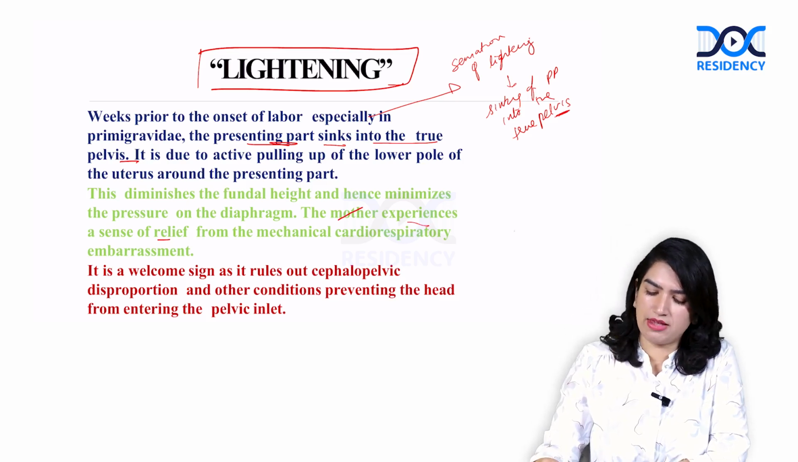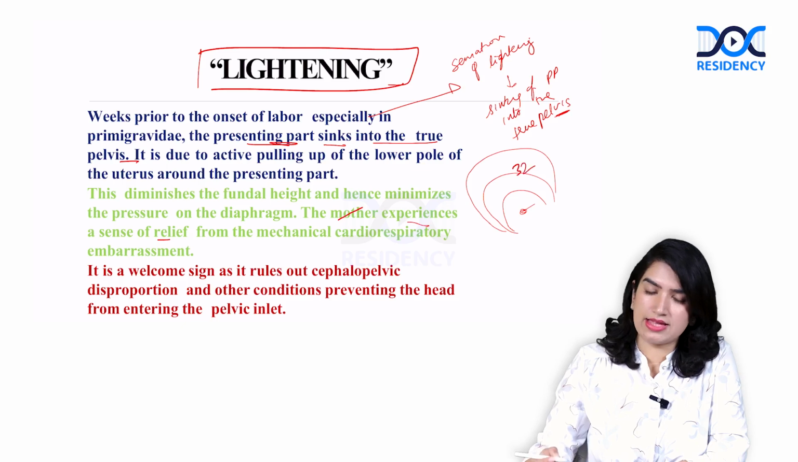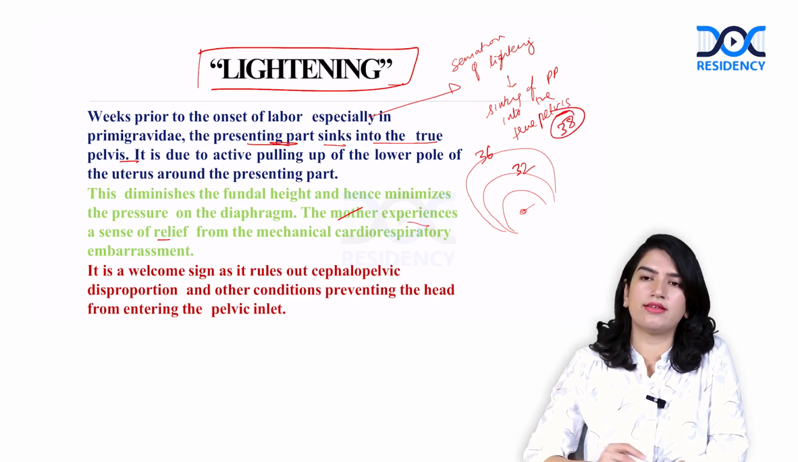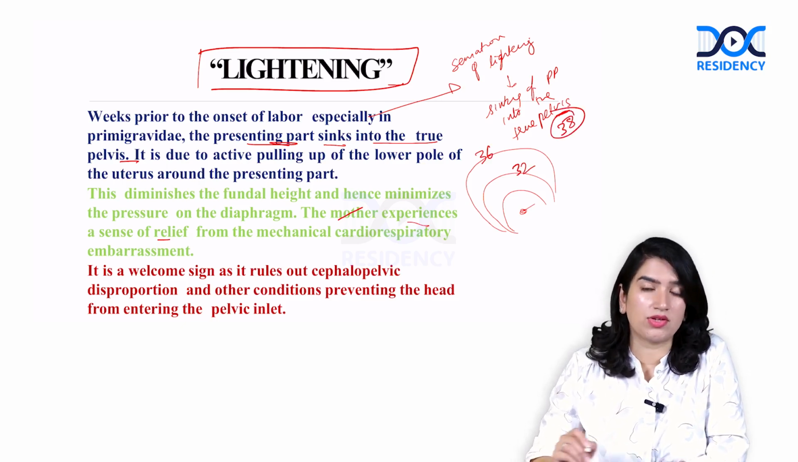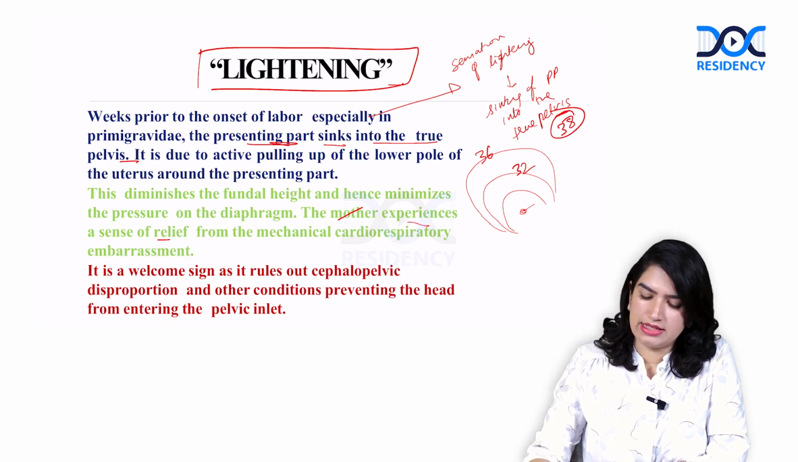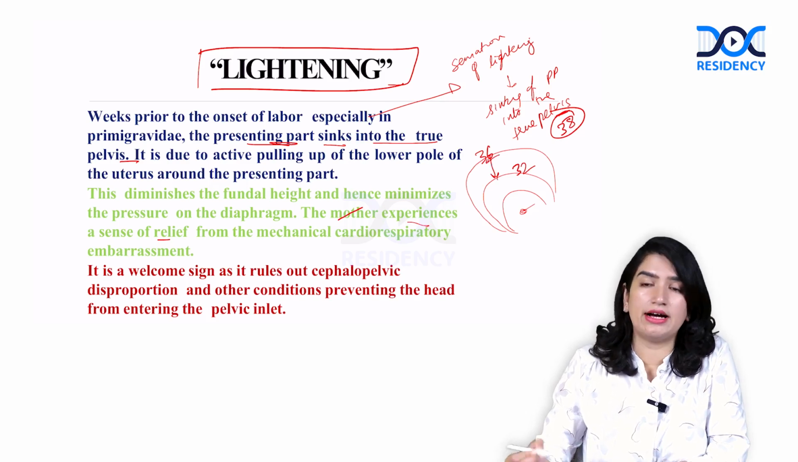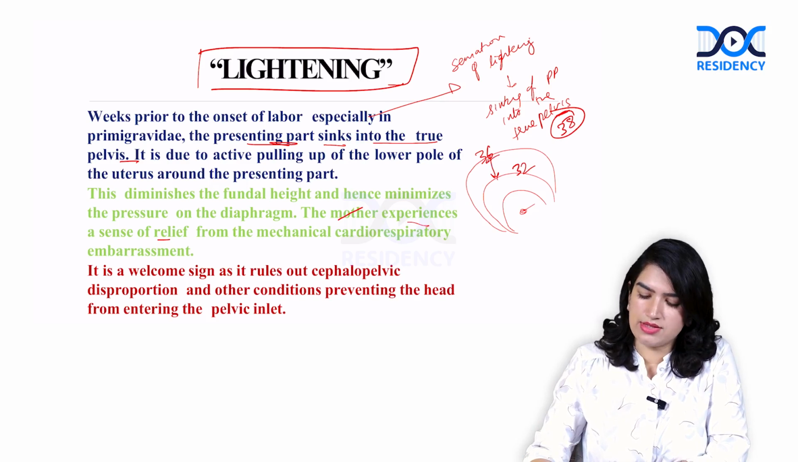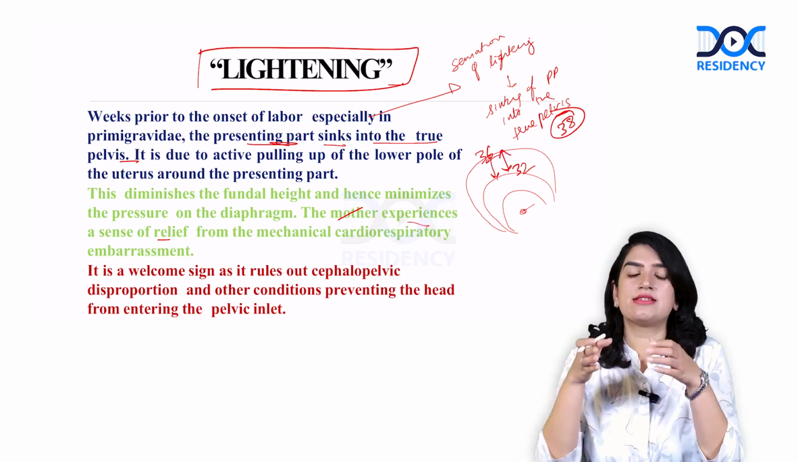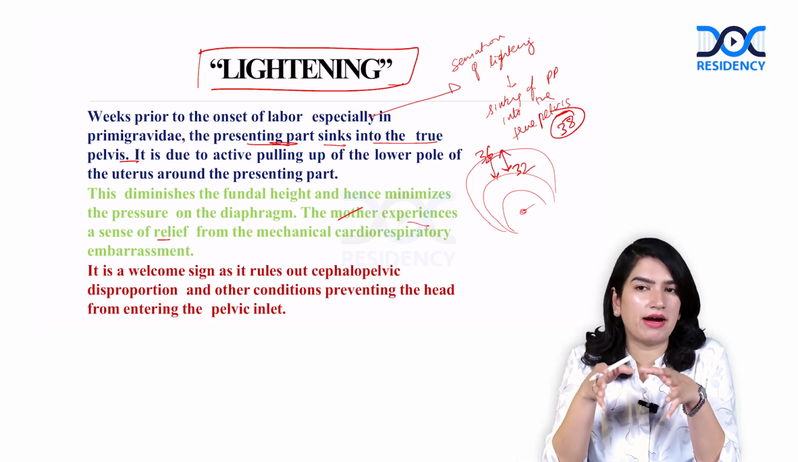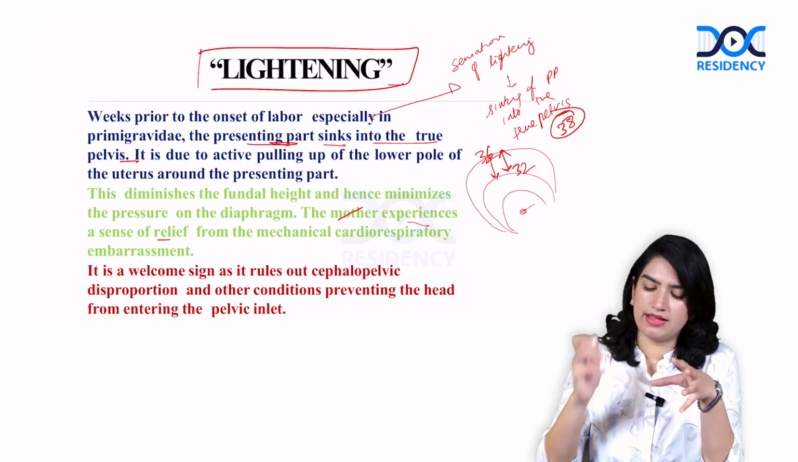So what happens if we chart the fundal height? So here is the umbilicus. This is at 32 weeks. This is at around 36 weeks. And when the woman becomes 38 weeks in gestation, we are talking about a primigravida, the symphysiofundal height again decreases. So this decrease is because of sinking down of the presenting part into the true pelvis.